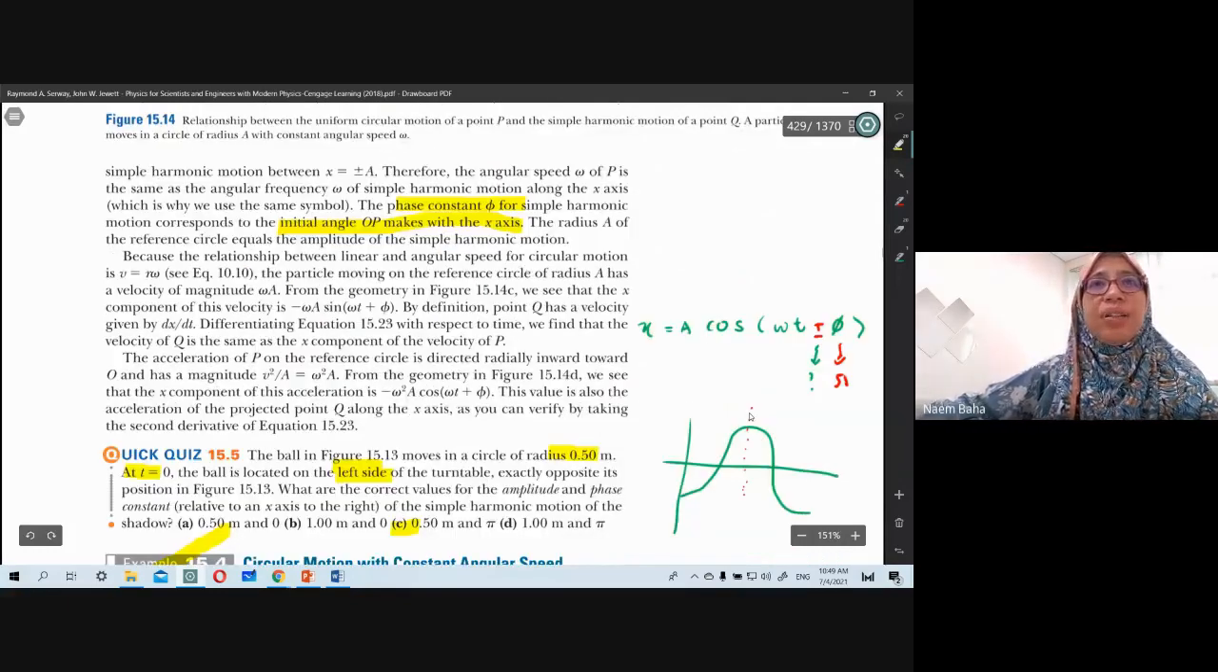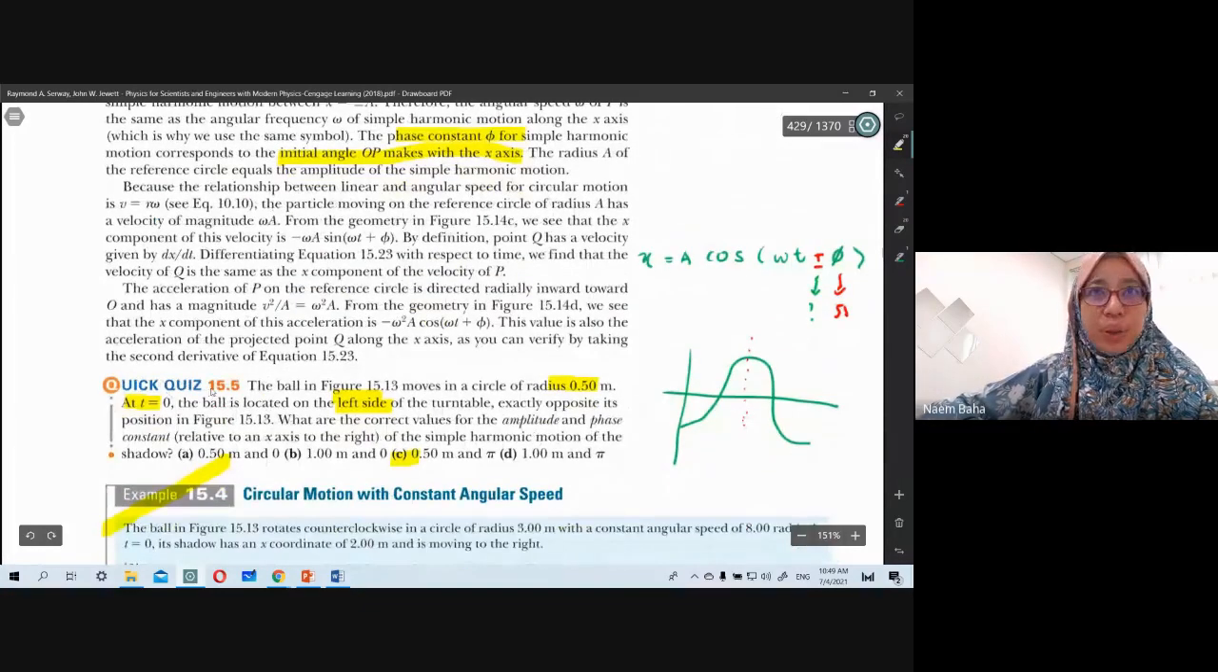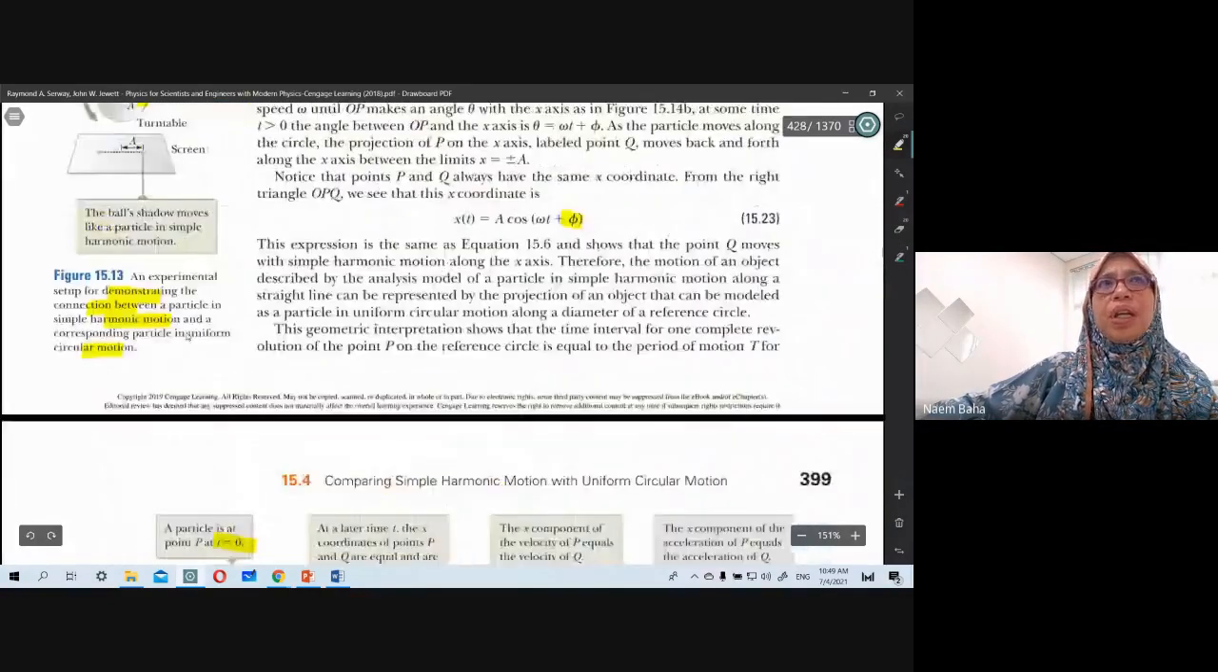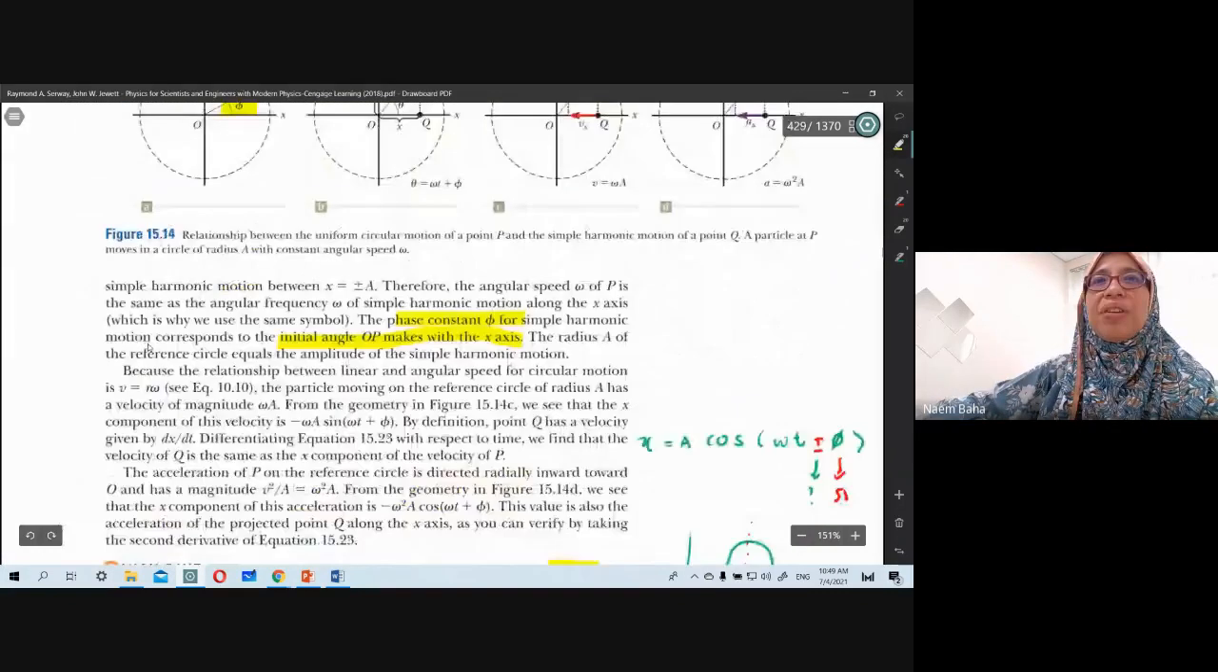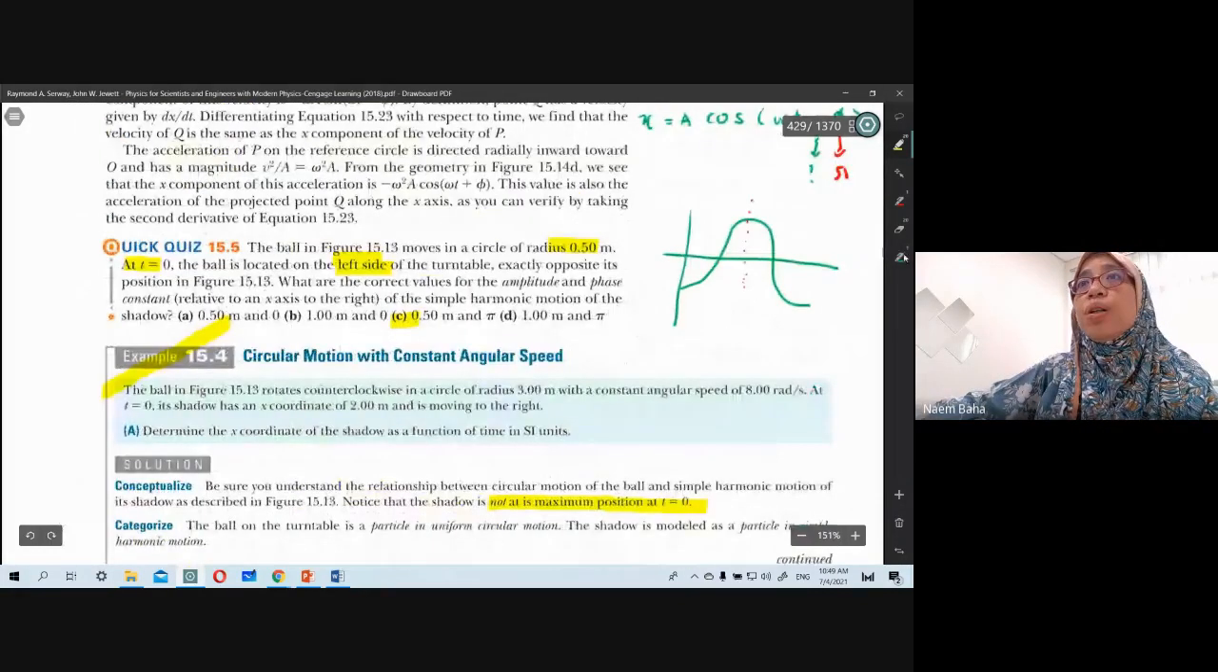All right, look at this quick quiz. The ball in figure 15.13 moves in a circle of radius 0.5. So radius 0.5 is now the amplitude. Why, madam? Okay, look here. This is the radius, which is 0.5, and therefore 0.5 becomes the amplitude. So this is the A.